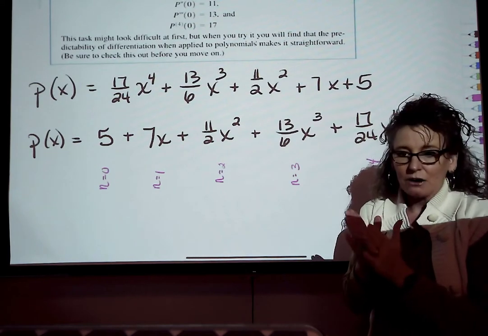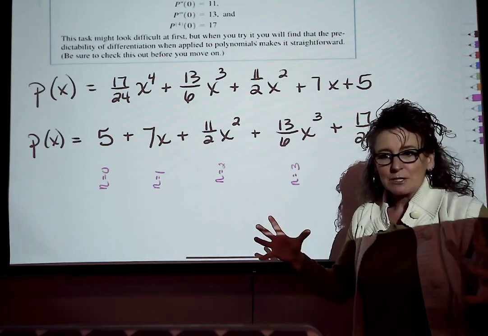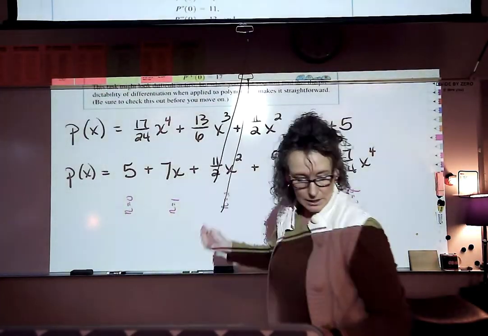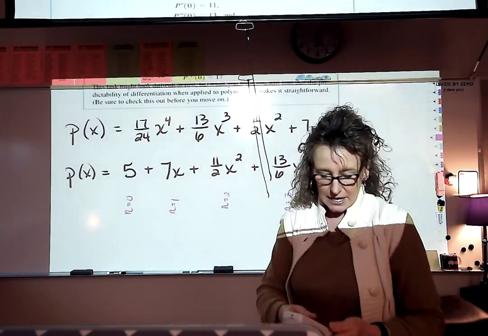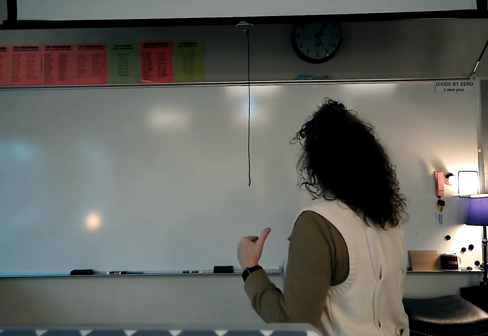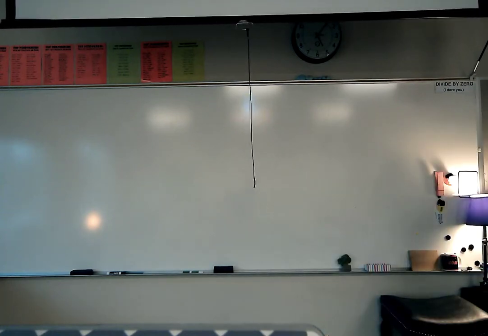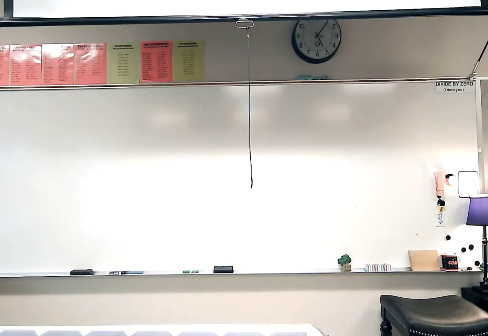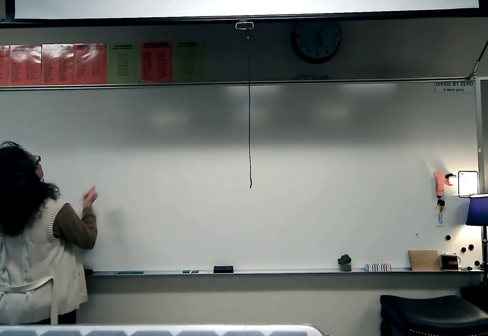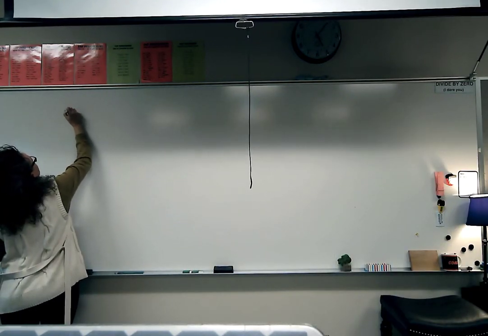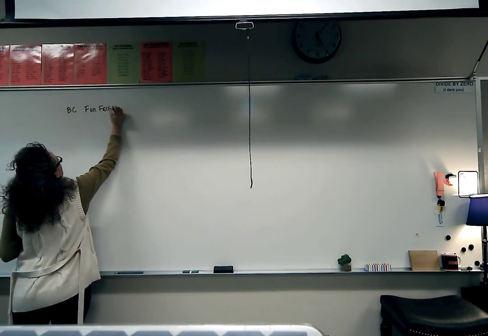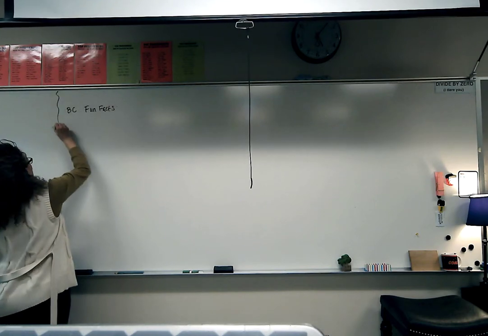Oh, and I forgot to tell you one important thing. You need to take out your giant Post-it note. The giant Post-it note I gave to you, because we're going to build a list of fun facts. So I'm going to start them on the board somewhere. Fun facts for Calc BC. This is going to go on your yellow Post-it note.